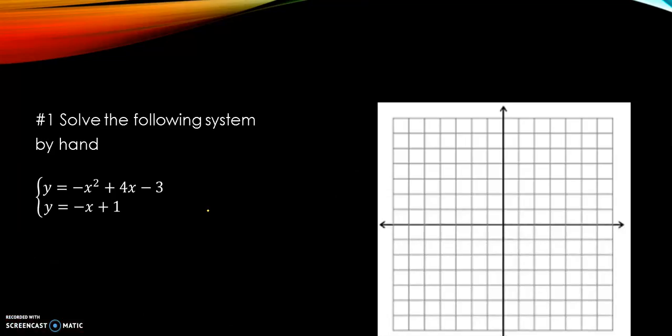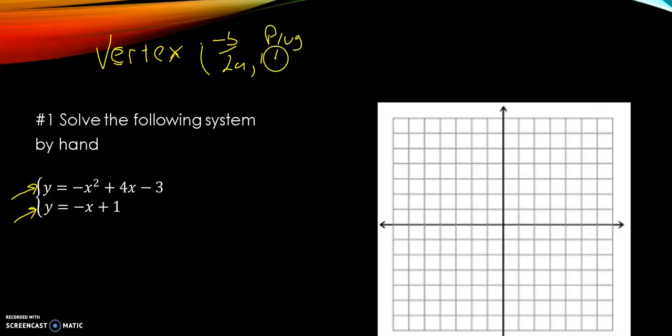Here we have a system with one linear equation, but then we also have one that is a quadratic equation. One of the things we're going to have to remember is that whenever we have a quadratic equation, one of the first things we're going to want to find is the vertex. The vertex of a quadratic equation can always be found using negative b over 2a to find our x value, and then plugging that in to find the y value.